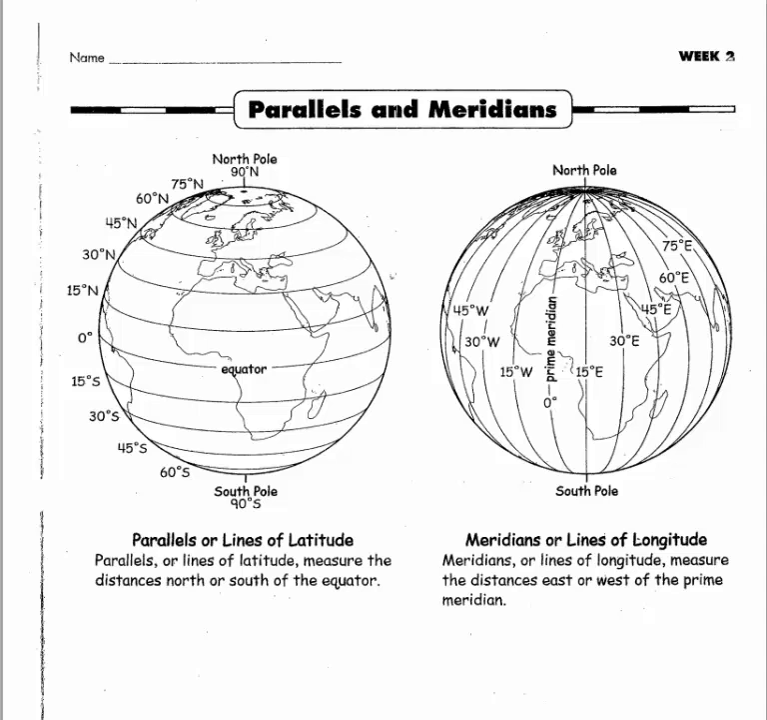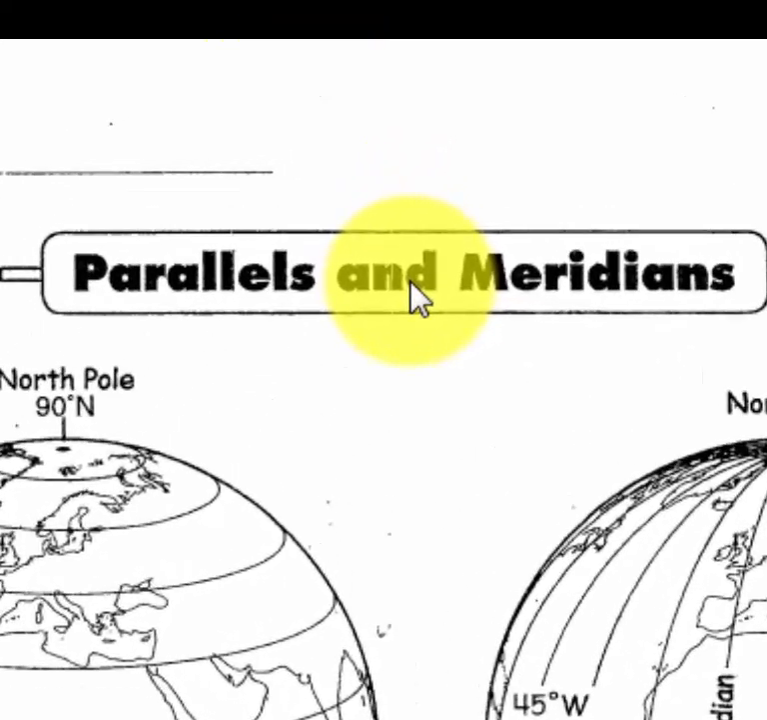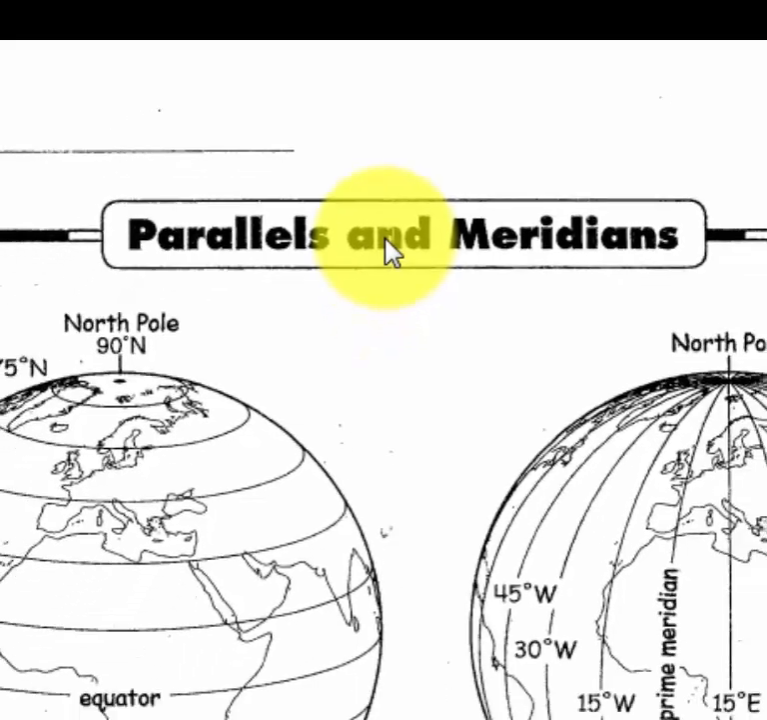I'm going to go over week two's map. It is called Parallels and Meridians. And if you remember back to week one, I know that because I looked at my title. Again, the very first thing you should always do when you look at a map is figure out what it's telling you, and the title is a great place to start.